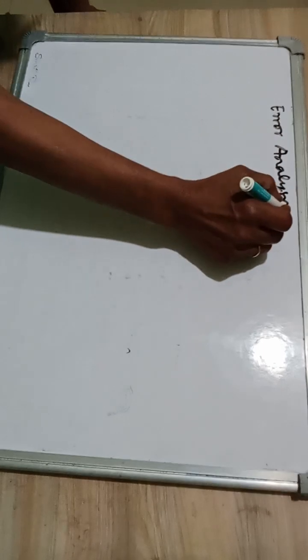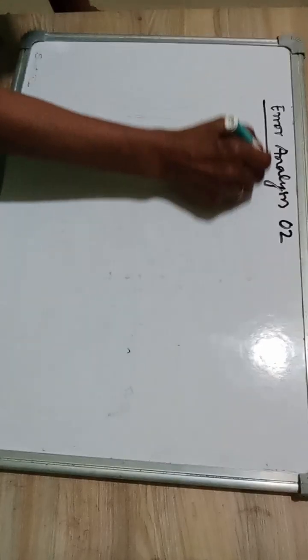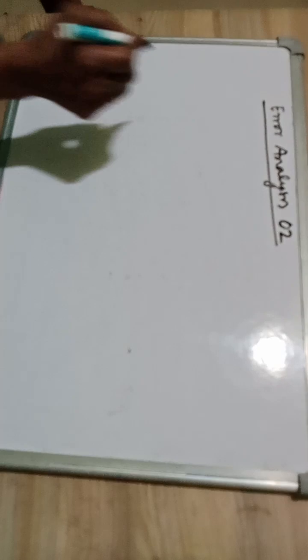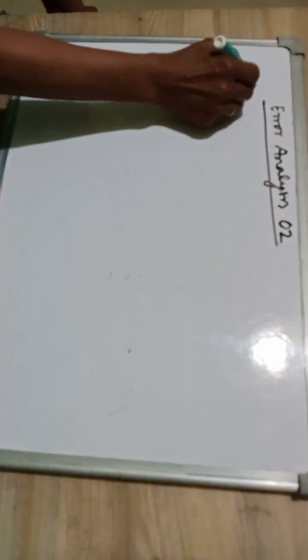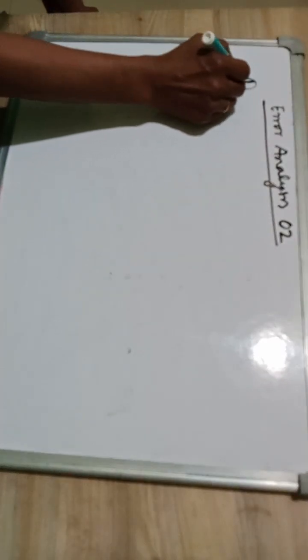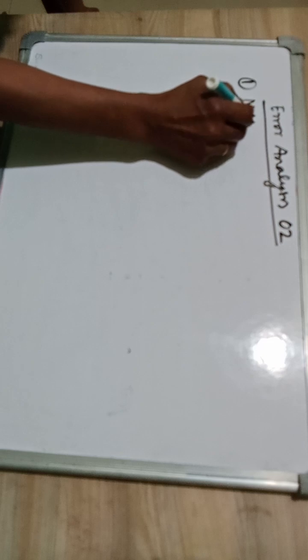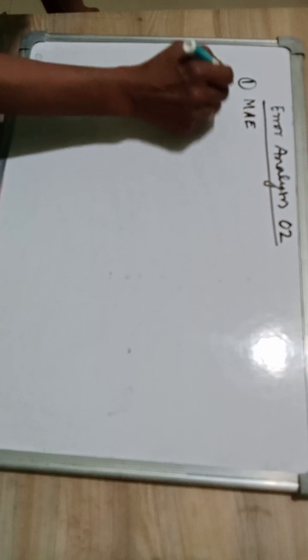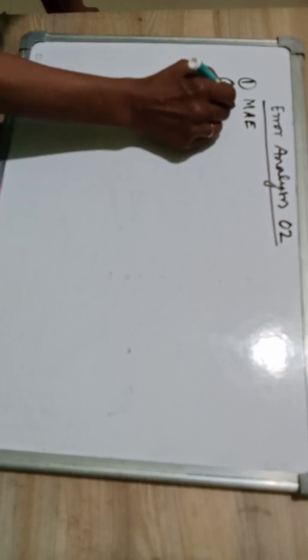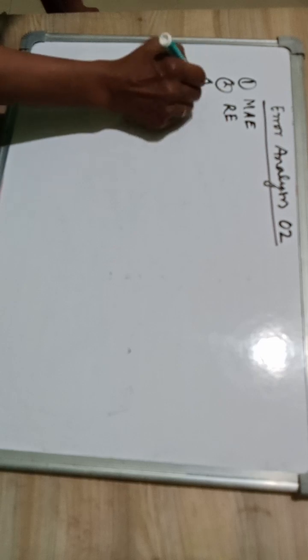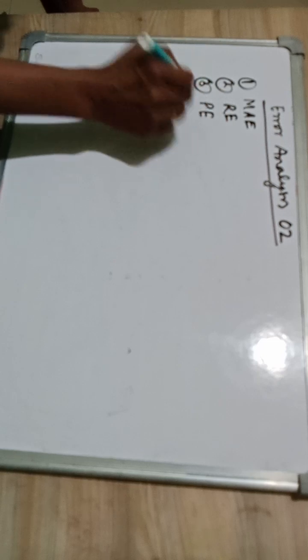Today we'll cover error analysis, lecture 2. In that we'll find out the different methods of finding mean absolute error, relative error and percentage error.